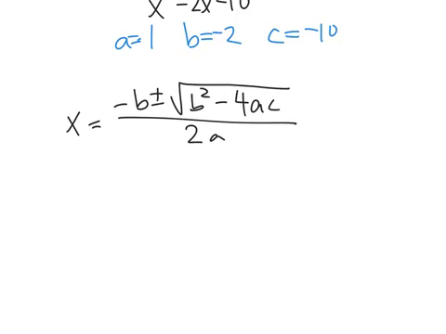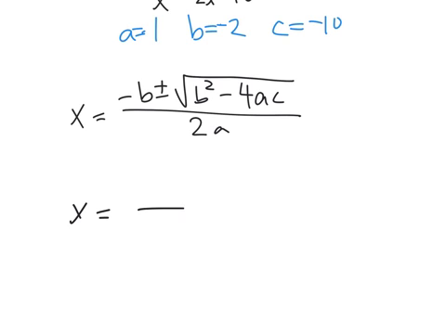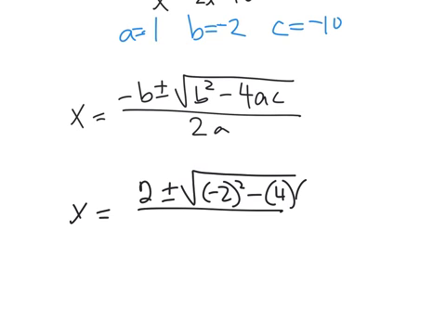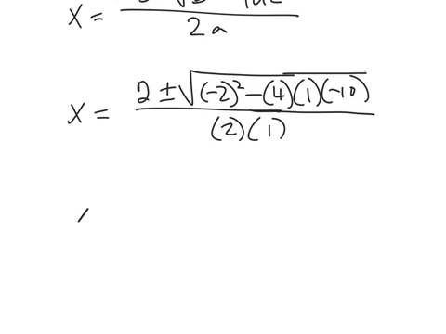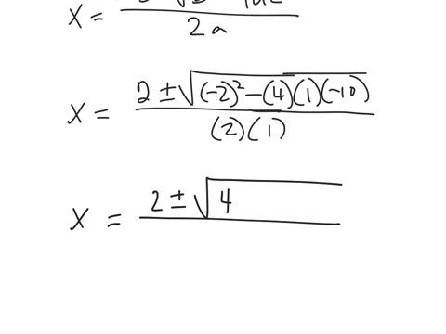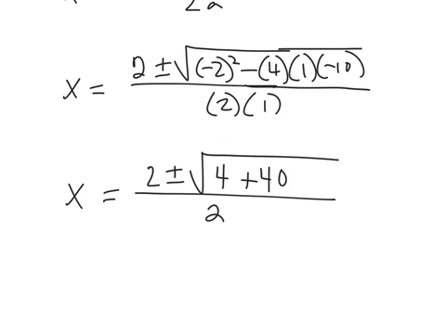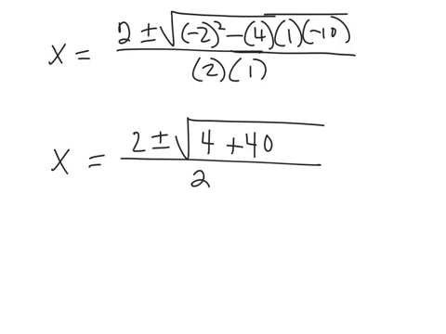So now we've got x equals, and then negative b becomes 2 plus or minus the square root of negative 2 squared minus 4 times 1 times negative 10 all over 2 times 1. All right, so doing some more simplifying, you get x is equal to 2 plus or minus the square root of 4, and then this is plus 40 all over 2.